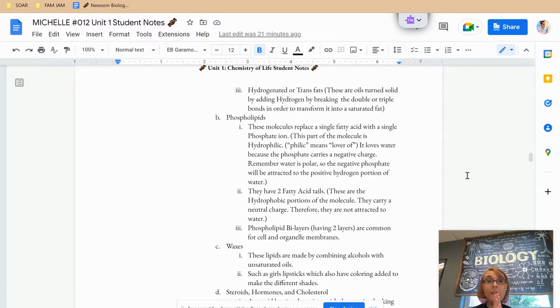Alrighty, now let's talk about the super not awesome ones. Trans fats. These are the ones that were made in a lab and they are not good for you. Not good for you. They are chemically altered to where they are saturated, and it's going to be a lot harder for your body to process them because they are not natural.